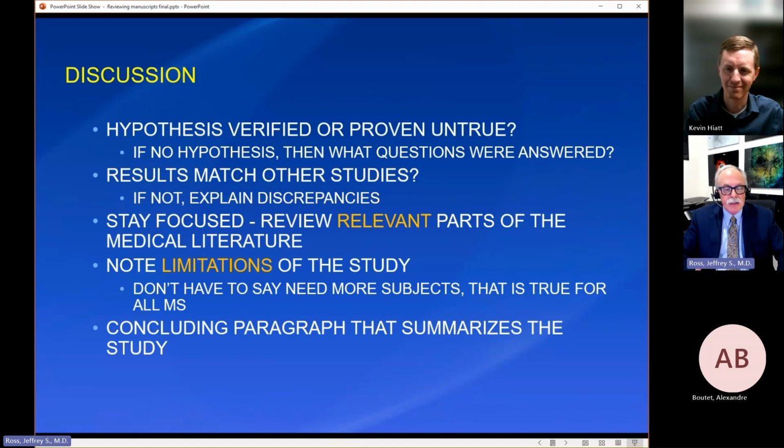But again, I know Dr. Castillo touched on this, and I would agree with that. Please don't say you need more subjects, because that line is always used, and every study needs more subjects. So that really doesn't add anything to the paper, in my opinion. And then that concluding paragraph.